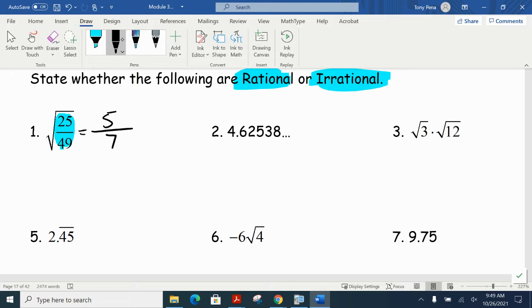So a rational number is basically any number that can be written as a fraction. Notice how this is written as a fraction. That's a rational number. All right.